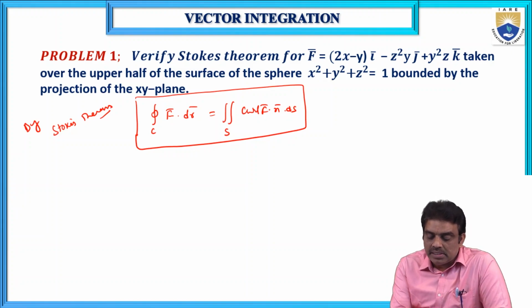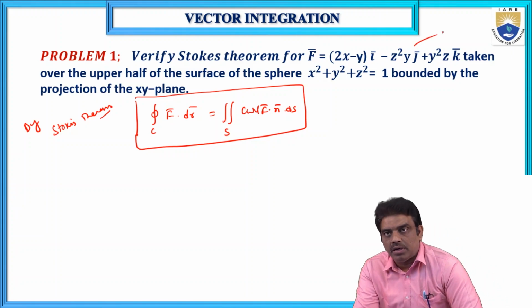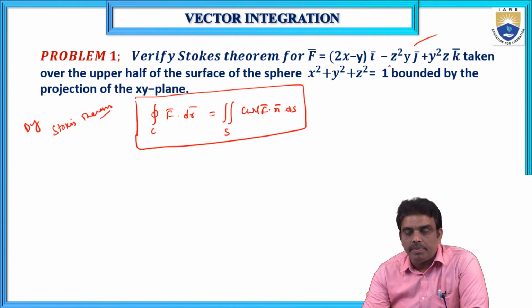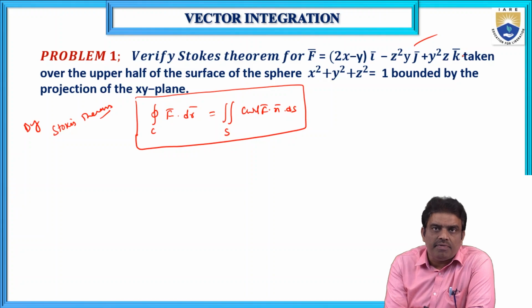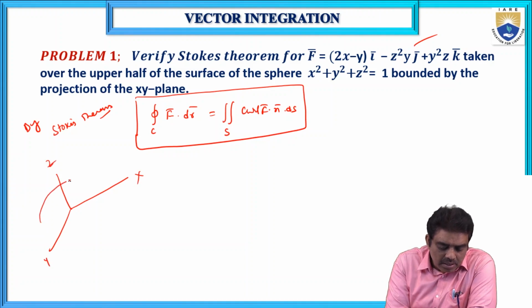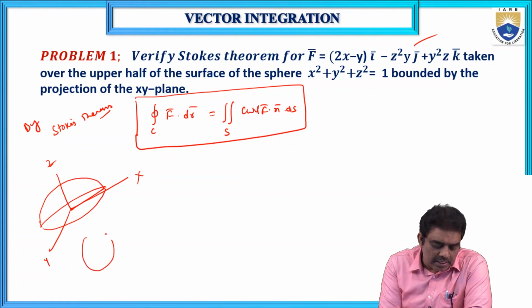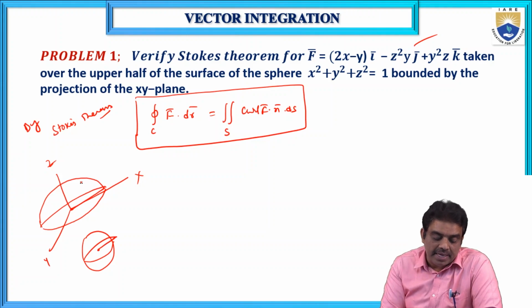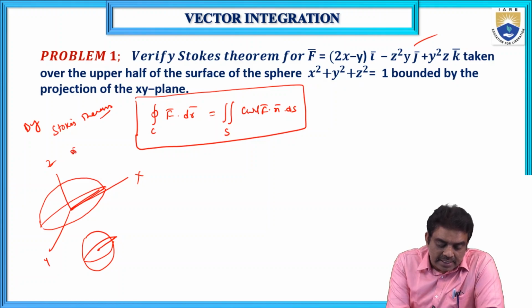Now what is the given information? F bar is the vector point function, given as (2x minus y) i bar minus z square y j bar plus y square z k bar, taken over the upper half of the surface of the sphere. We know how to represent the sphere. Upper half means the surface is like this only. A full sphere is like a ball; the upper half of the sphere is a semi sphere. And x square plus y square plus z square is equal to 1. What does this equation indicate?